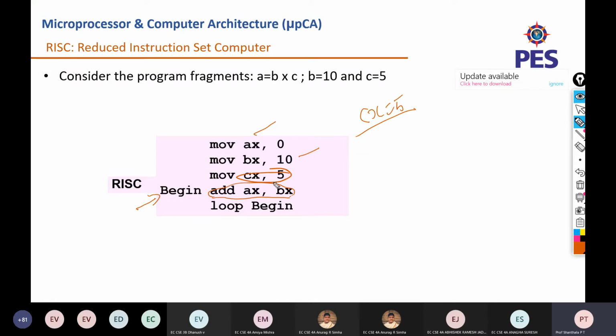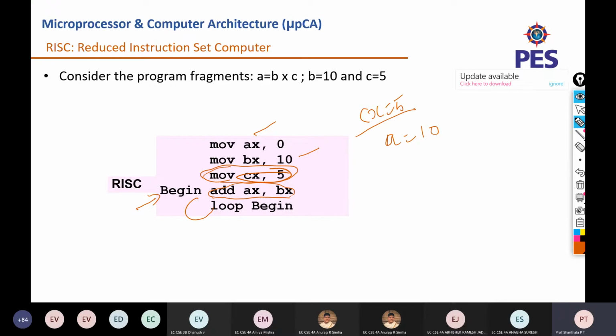Now add AX and BX: in loop 1 the value will be 10. I am adding B, 10, to A. Initially A is 0. Before the loop we have a counter. The counter starts from 5 until it becomes 0, either incrementing or decrementing, just assume this is a counter. Whenever the counter ends, the loop ends.